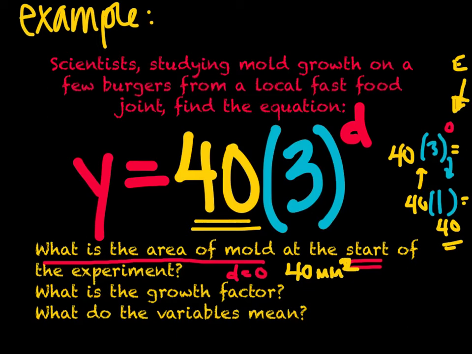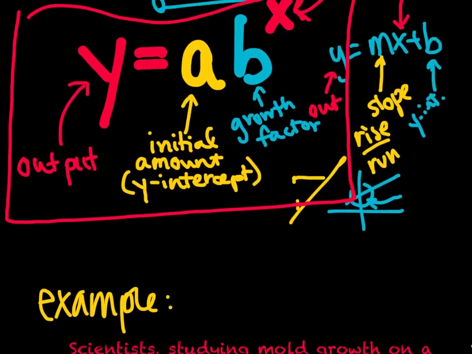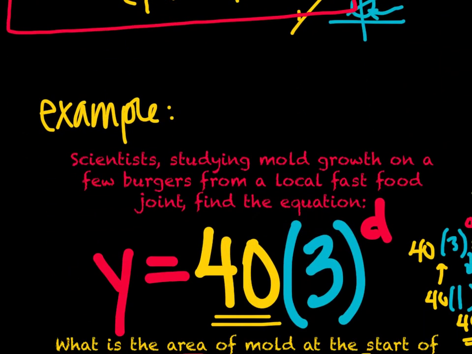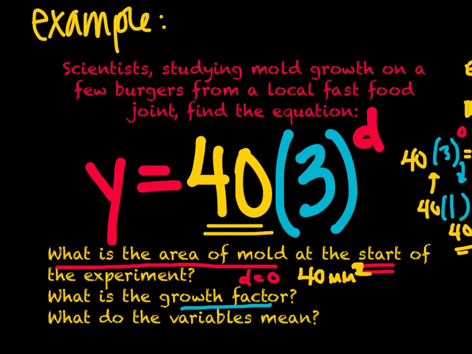So as of right now, we need to find the growth factor, and if we remember from our previous equation when we were looking at the super general format, our growth factor is this stuff here in blue. So the stuff in blue in this particular equation, the reason why it's color-coded is so we can identify it quickly, is this 3. So our growth factor is 3. That means our mold area is tripling each time. That is disgusting. All right, so every day that area of mold triples.